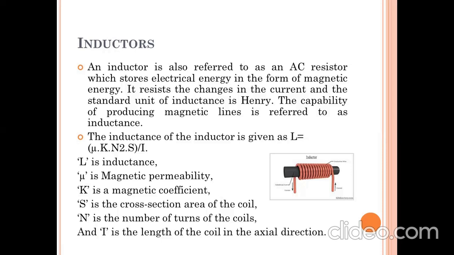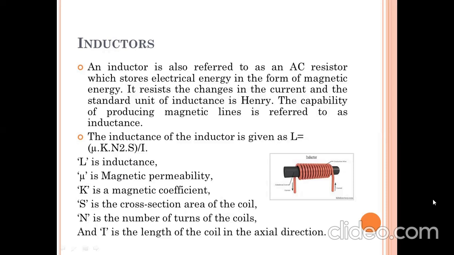The capability of producing magnetic lines is referred to as inductance. The equation for the inductance is given in the slide: L equals mu into K into N squared into S divided by l, where L is the inductance, mu is the magnetic permeability, K is the magnetic coefficient, S is the cross-sectional area of the coil, N is the number of turns of the coil, and l is the length of the coil in the axial direction.